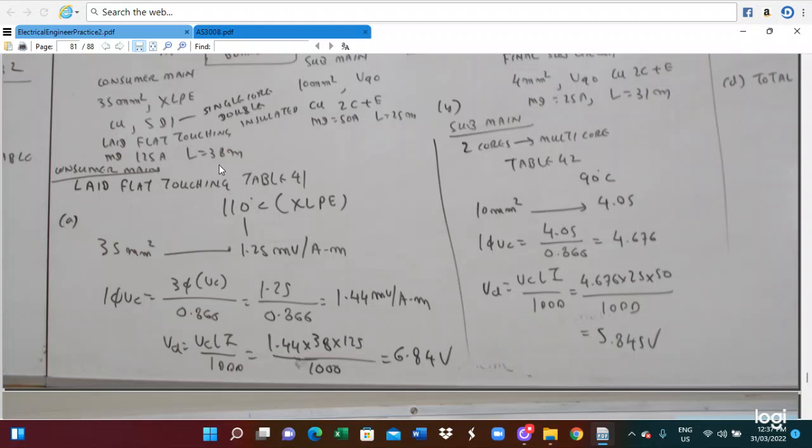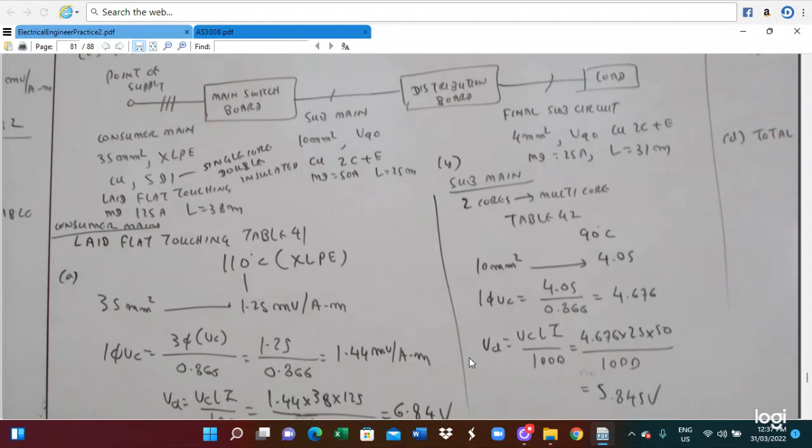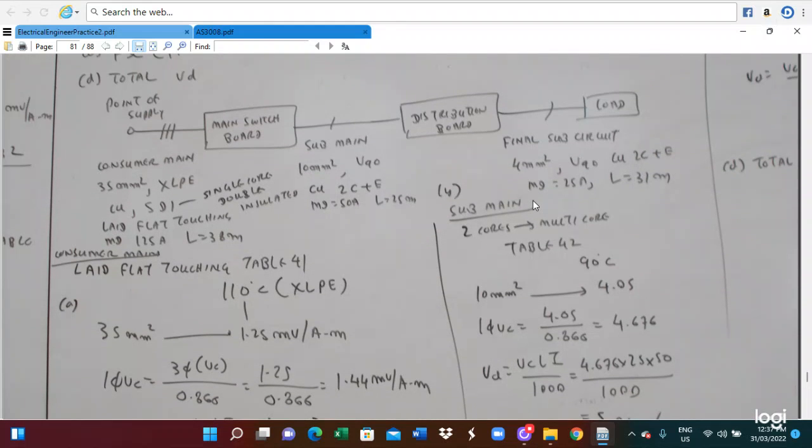The length is already given as 38 meters and the maximum demand current is 125, divided by 1000. You call it 6.84 volt. Similarly, we also have to use it for the sub-main, because the sub-main is a multi-core cable. So this is for the 2-core and RC. This is a multi-core cable, so for the multi-core we utilize table 42.